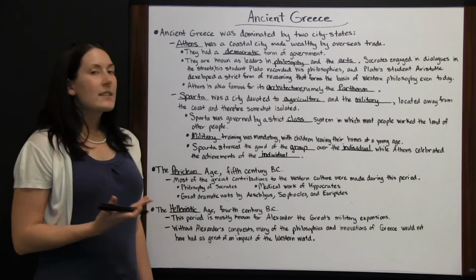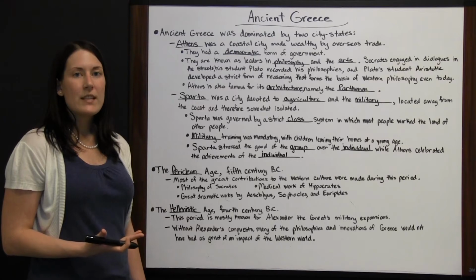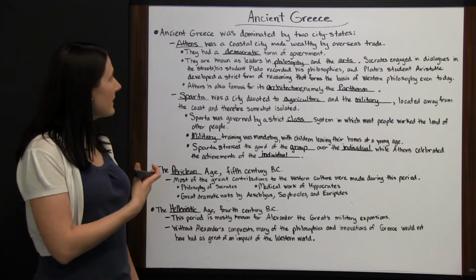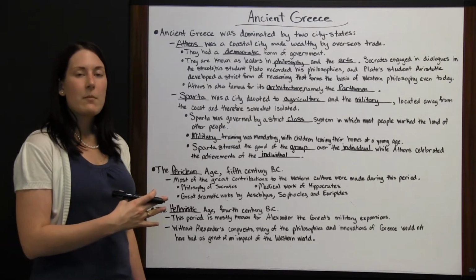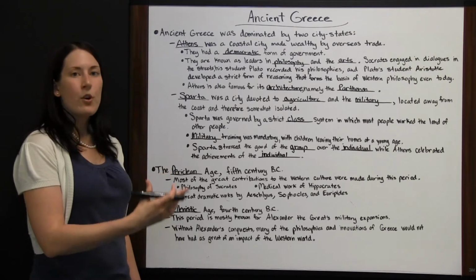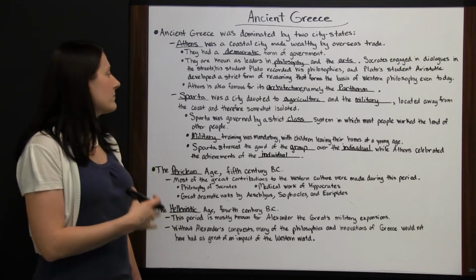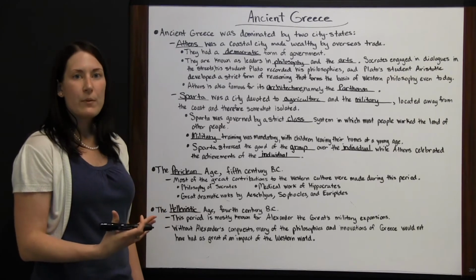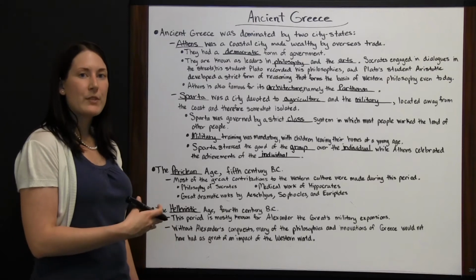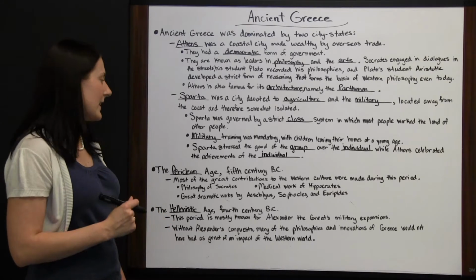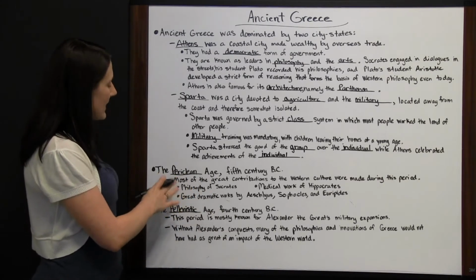So ancient Greece was dominated by two city-states, Athens and Sparta. And Athens was a democracy that focused more on the individual, where Sparta focused more on the group. Athens was focused on philosophy and the arts, where Sparta was focused more on the military side of things. And that's kind of reflected in these two ages.